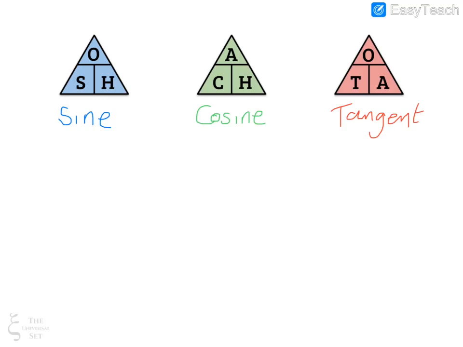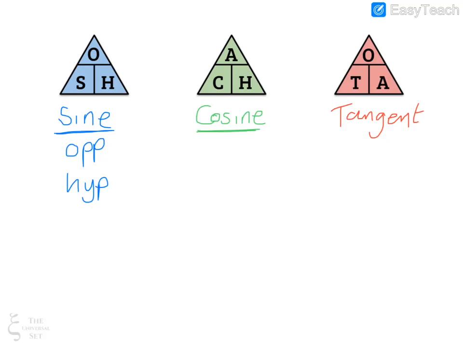So the O and the H stand for the opposite and the hypotenuse. I'll write the abbreviations underneath. So we've got the opposite and we've got the hypotenuse. So what that means is, if the question I'm trying to solve involves the opposite and the hypotenuse, then the trig function I'm going to use, the button on the calculator I'm going to use, is the sine function, the sine button.